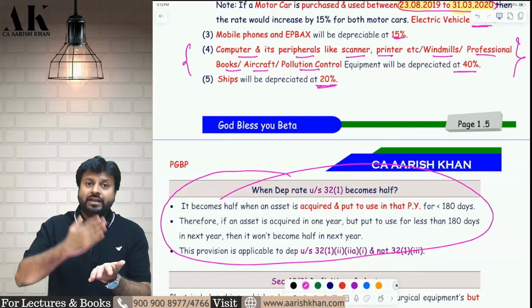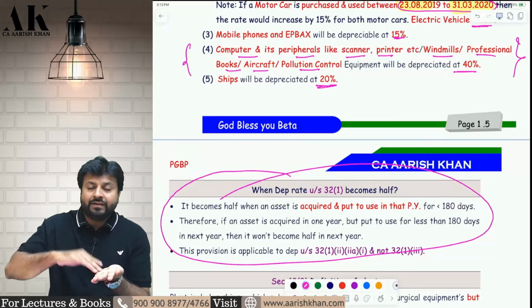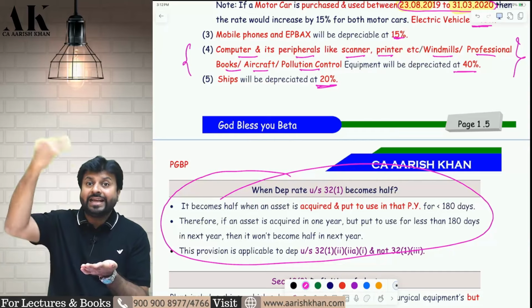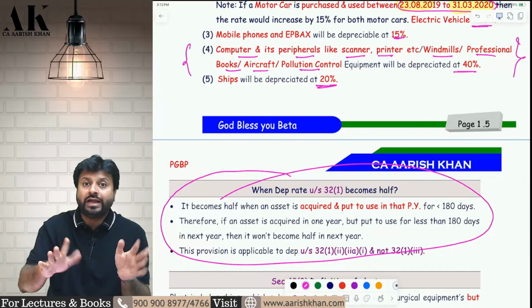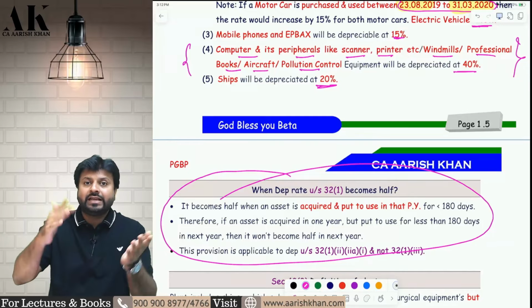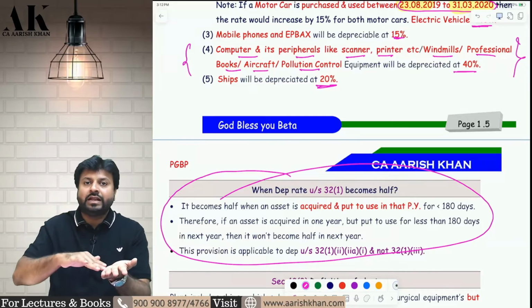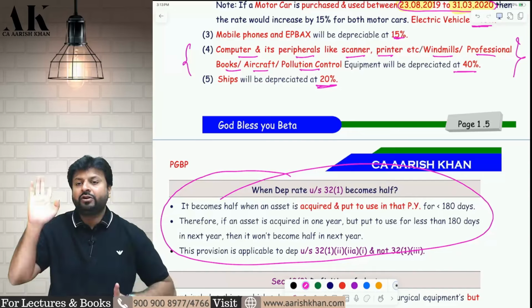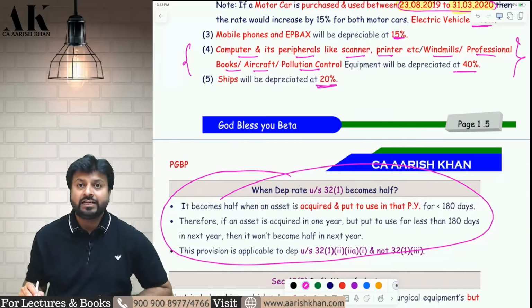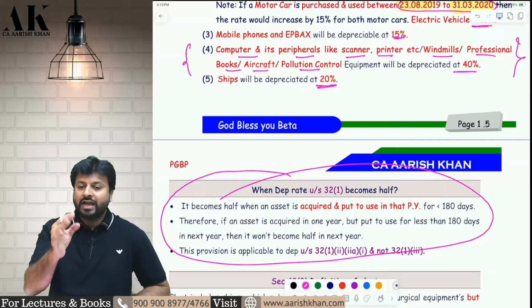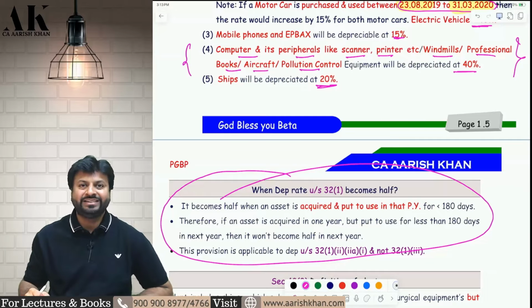Similarly, if I purchase in 24-25 and I did not use the asset, I did not open the asset, and next year I am opening the asset and using it for less than 180 days, then in the next year it will not become half. The condition for becoming half is only applicable in the year of purchase. It is not applicable in the subsequent years. I hope it is clear to all of you, right?